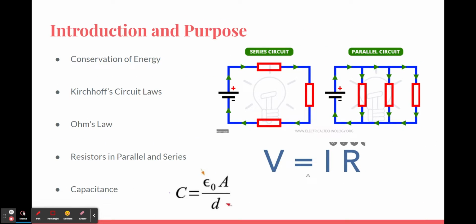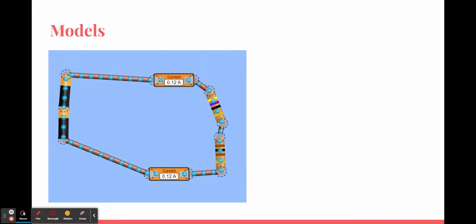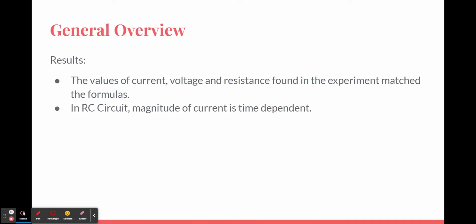Again, it's the same concept except for the formulas. V equals IR is Ohm's law, and this is a capacitance equation. We'll be using both of these later on. Now, this is an example of a model we'll be using in our experiment. Not an exact model, but an example. The system is the circuit itself, and the surroundings are, well, nothing in this example. The general overview is that the values of current, voltage, and resistance found in the experiment match the formulas, and in the RC circuit, the magnitude of current is time dependent.